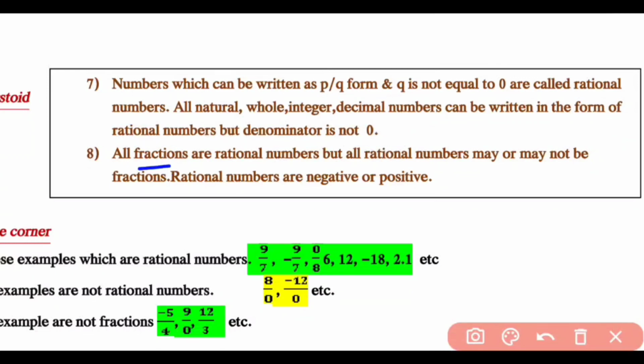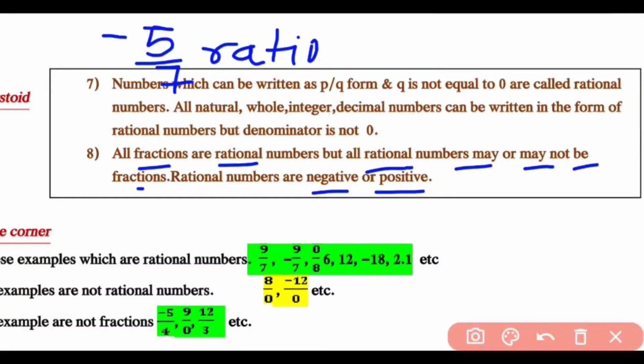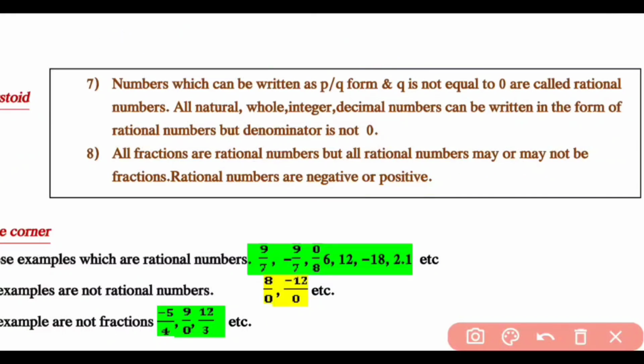All fractions are rational numbers, but all rational numbers may or may not be fractions. We cannot say all rational numbers are fractions, but all fractions are rational numbers, because rational numbers can be negative or positive, but fractions are not negative. If I write minus 5 upon 7, then this number is a rational number, but this number cannot be said as a fraction because a minus sign is there. So always keep this in mind.